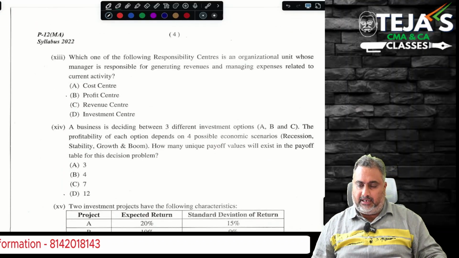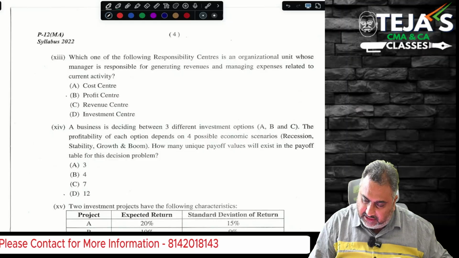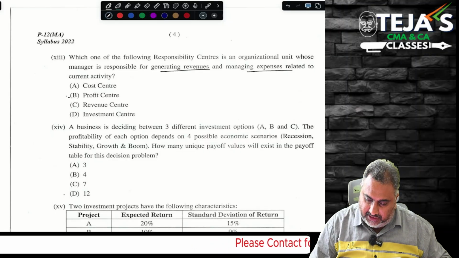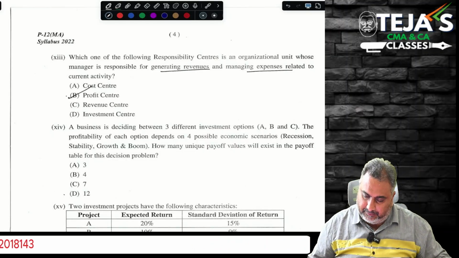And which of the following responsibility centers has a manager responsible for generating revenues and managing expenses? That should be covered under profit center.